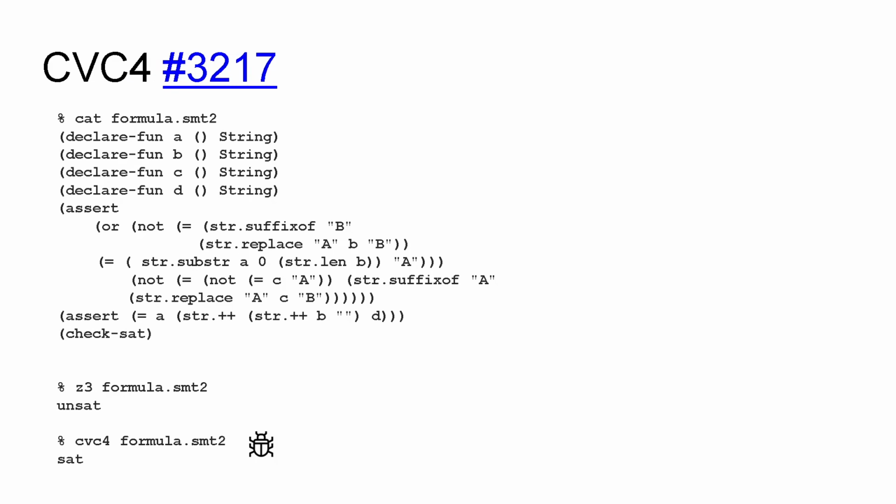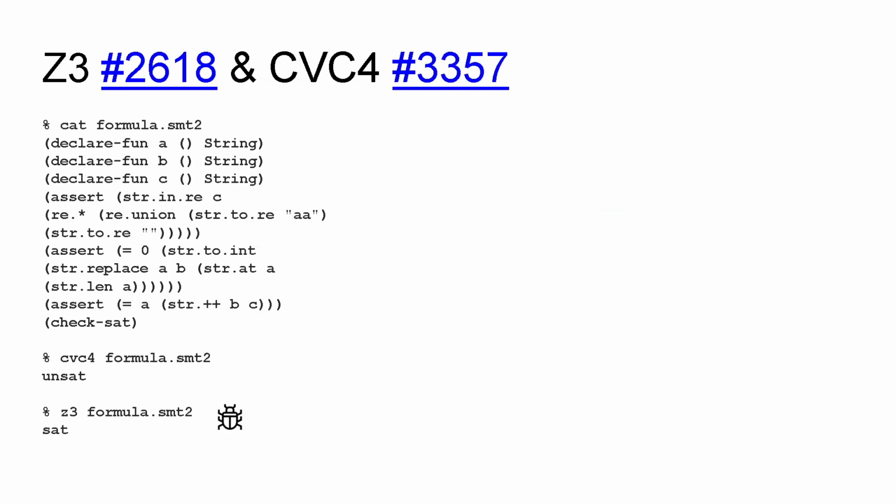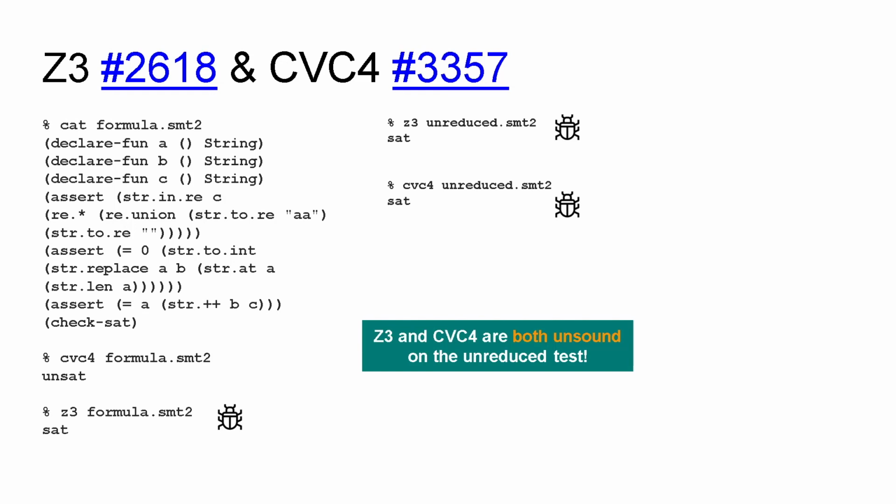Another string bug, this time in CVC4. The shown formula is unsat, which Z3 correctly detects. However, CVC4 returns sat on this formula. One of the CVC4 developers commented on this bug with "another excellent find, thanks a lot." And he also labeled it as major. Another soundness bug in Z3. Interestingly, the unreduced formula of this one has triggered a bug in both solvers at the same time. The formula is unsat, but both solvers return sat.